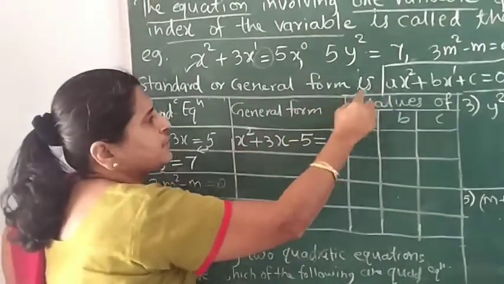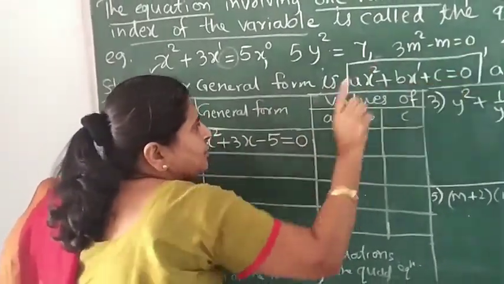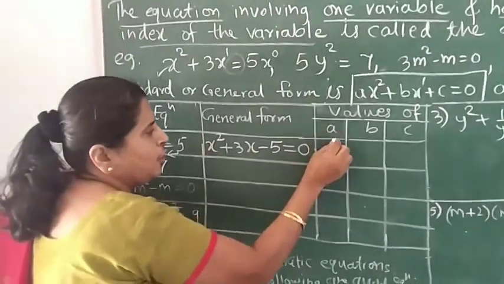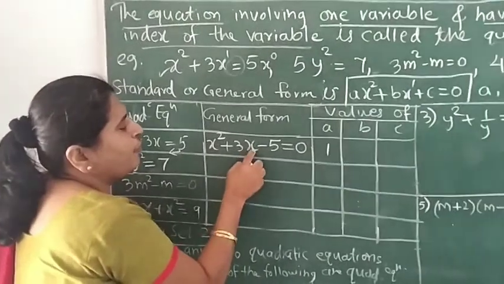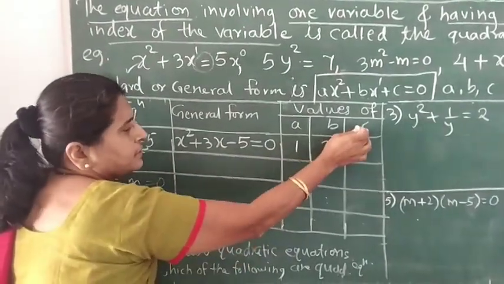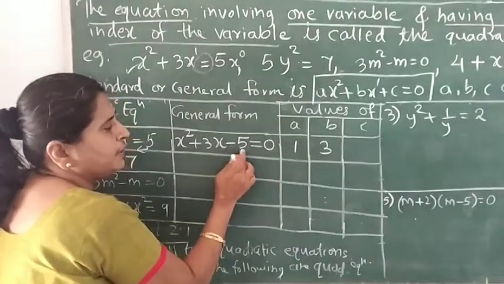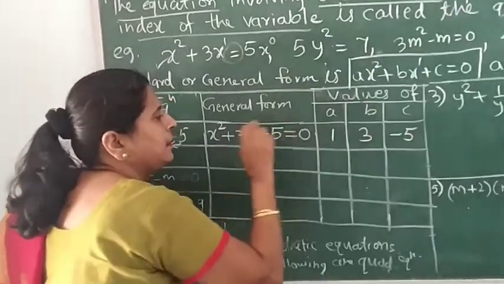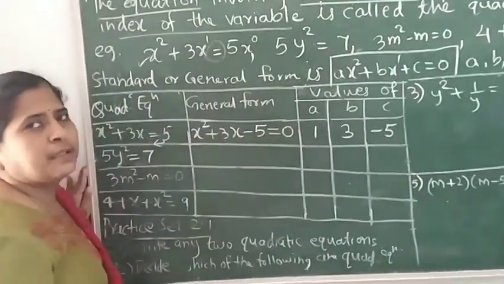And if we compare this with ax square plus bx plus c is equal to 0, the coefficient of x square is nothing, which means it is 1. So the value of a is 1. The value of b, the coefficient of the x term, is plus 3. And c is the constant term, along with the sign, minus 5. These are the corresponding values of a, b, c in this equation.